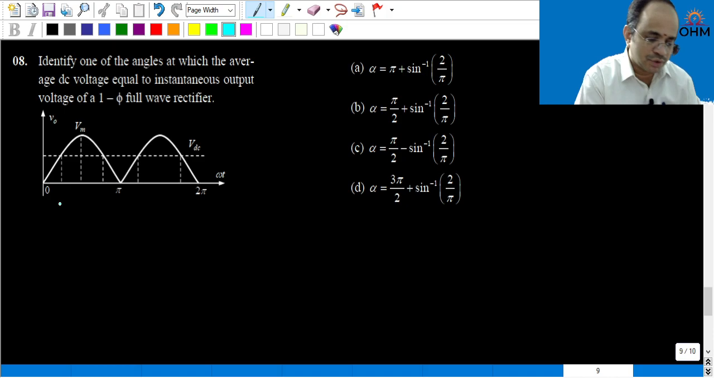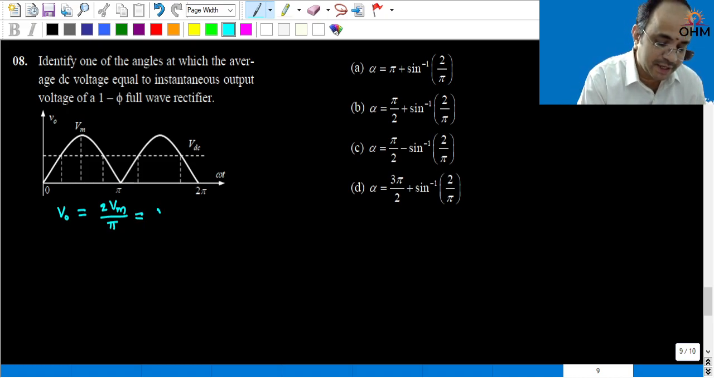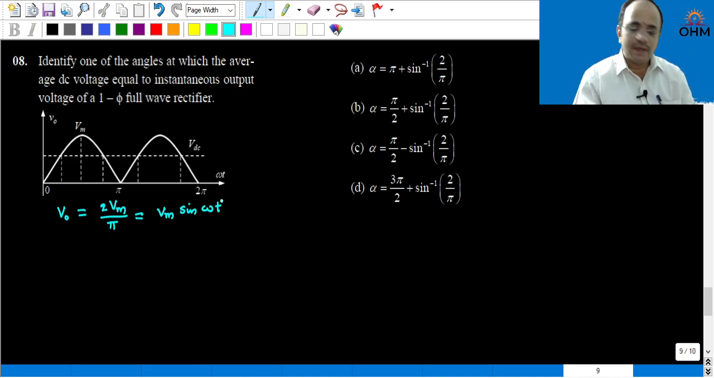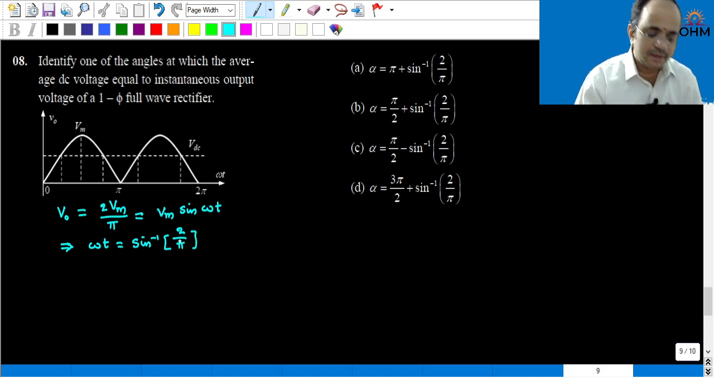You can also say that full converter means, so what I can say, first let us write down the equation for V naught when alpha is equal to 0, that is 2Vm by pi. And you can also say that the single phase full converter is operating in such a way that the firing angle is maintained so that V naught DC voltage is equal to the instantaneous value of the output voltage, Vm sin omega t. Therefore, you can cancel Vm on both sides, then you will have omega t equal to sin inverse 2 by pi.